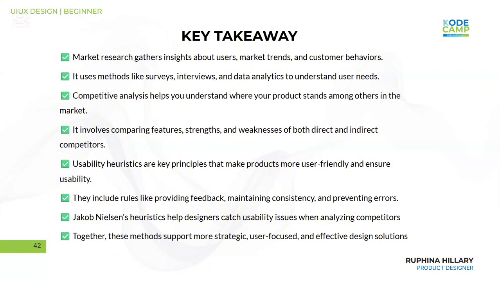The usability heuristics are key principles that make products more user friendly and ensure usability. They include rules like providing feedback, maintaining consistency, and preventing errors. So the Jakob Nielsen heuristics help designers catch usability issues when analyzing competitors. Together, these methods support more strategic, user-focused, and effective design solutions. So those are the takeaways from the class.